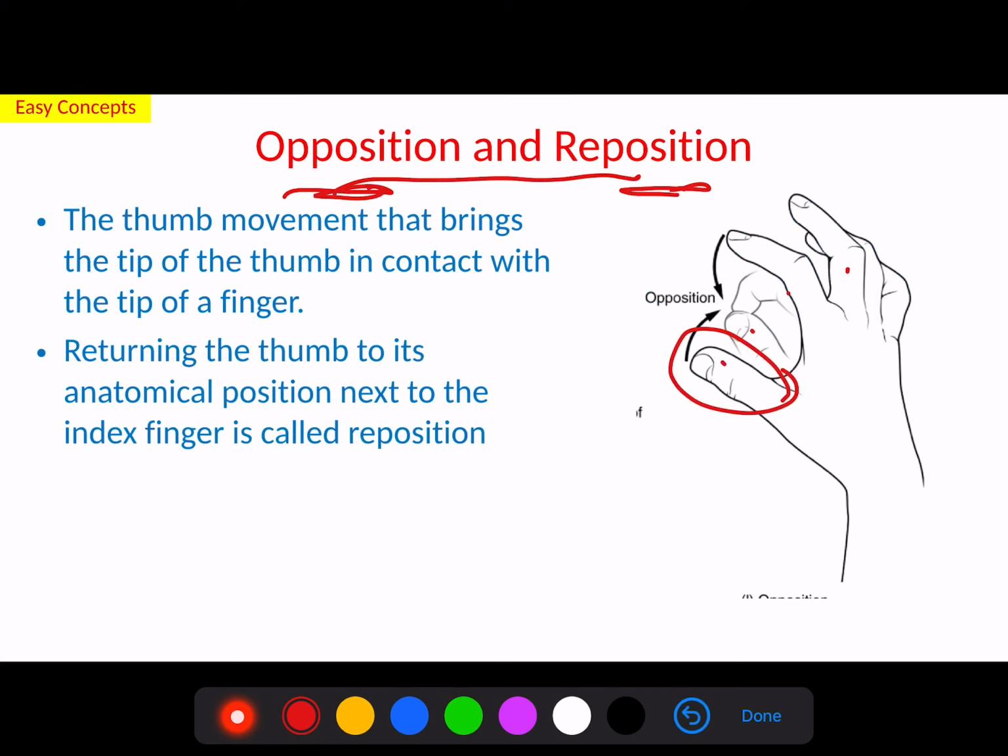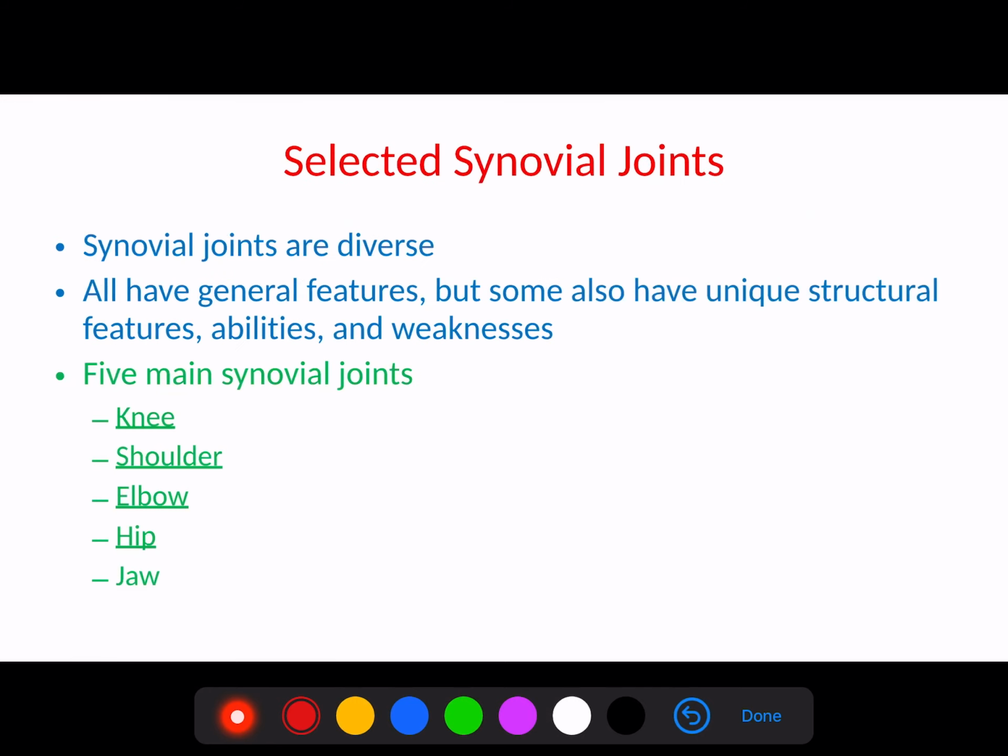So I will stop here. In the coming video, we will start to see selected synovial joints. We'll go through some details regarding them.